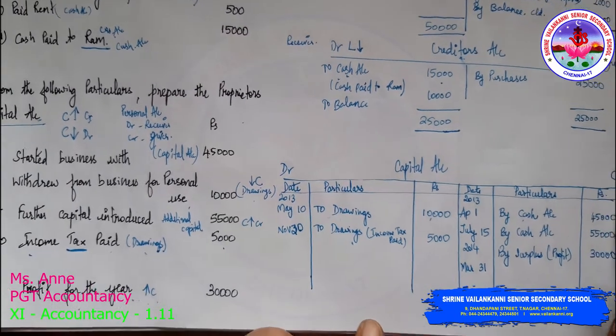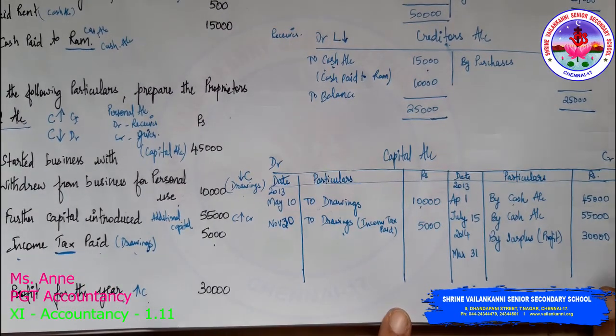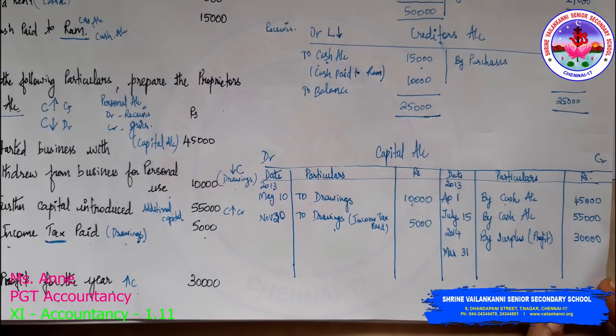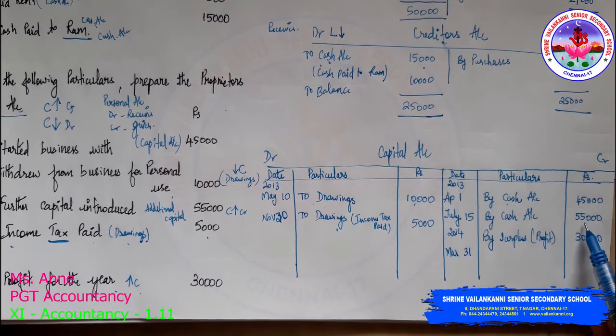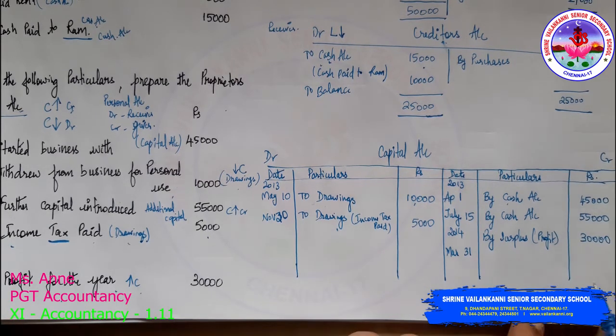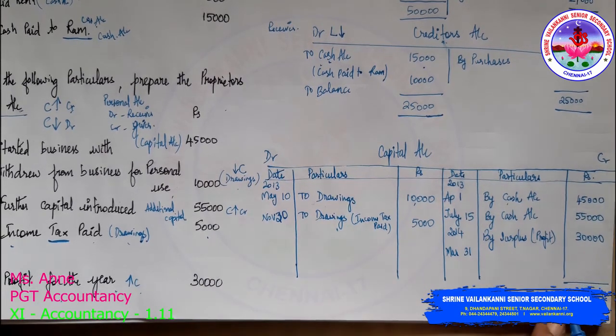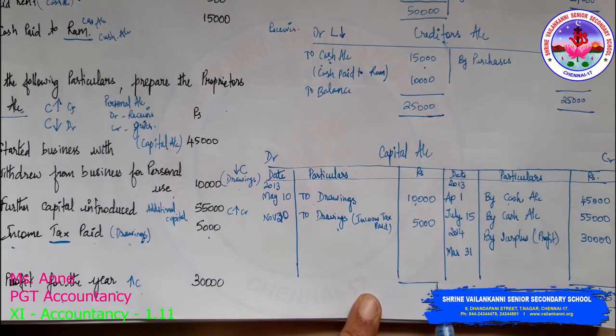So this is my capital account. I need to balance my capital account. To my credit side, I have 45,000 plus 55,000. If I add both, I get 1 lakh, plus 30,000, I get 1,30,000 minus 15,000. I need to make it as 1,13,000.